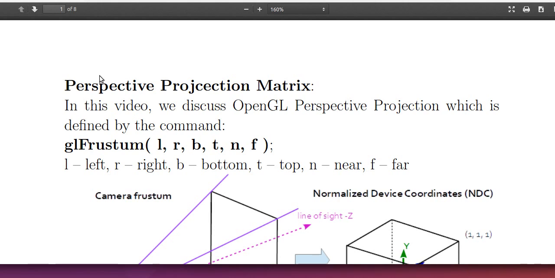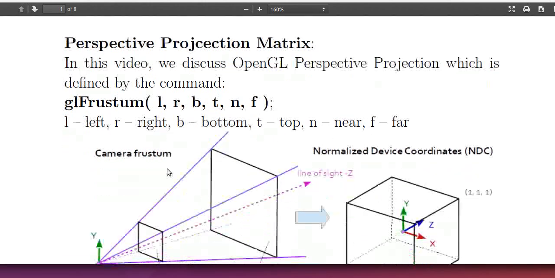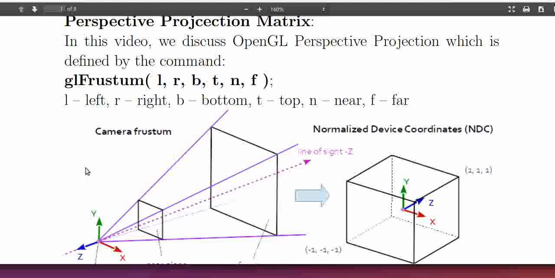Perspective projection matrix. In this video, we discuss OpenGL perspective projection, which is defined by the command glFrustum with parameters L, R, B, T, N, and F. L means left, R right, B bottom, T top, N near, F far. These parameters define a frustum as shown in this diagram.